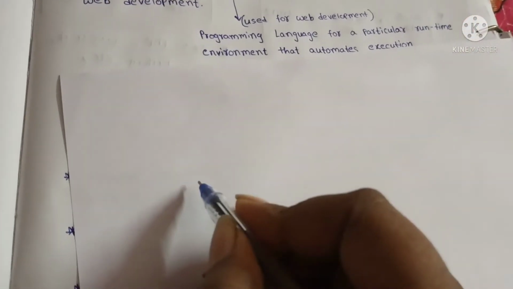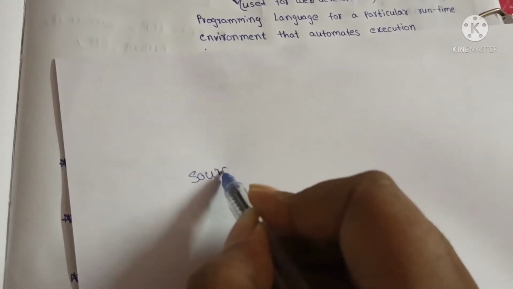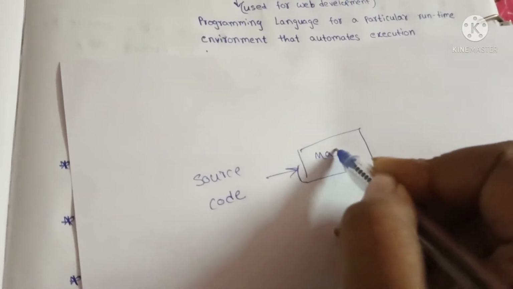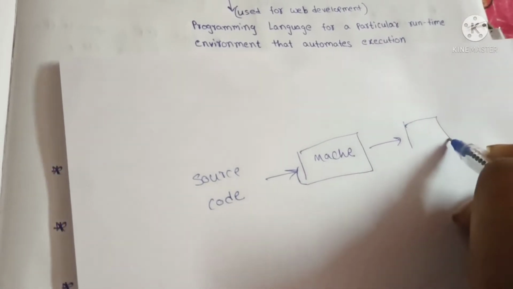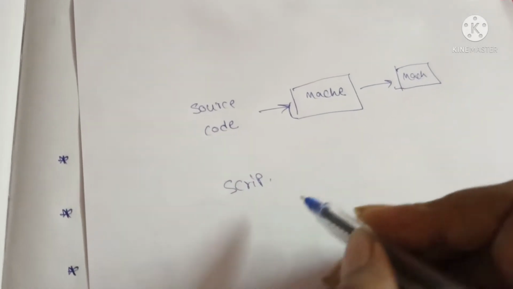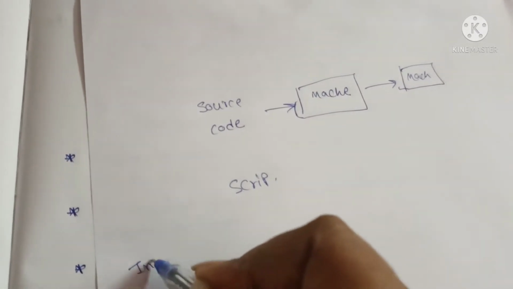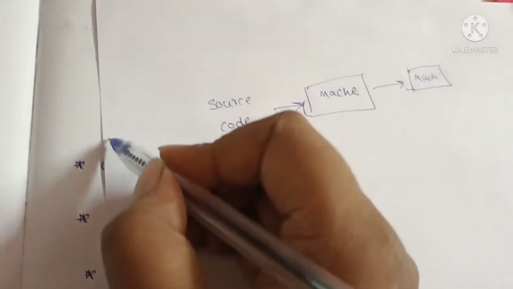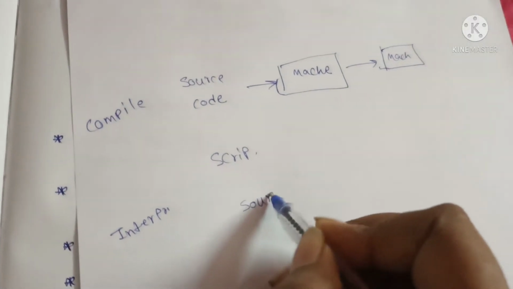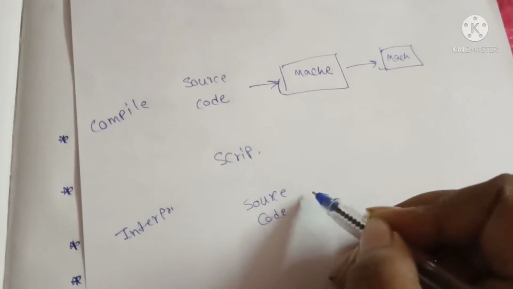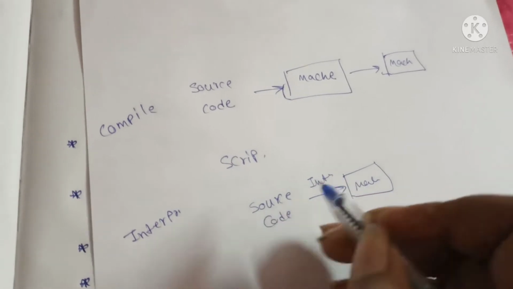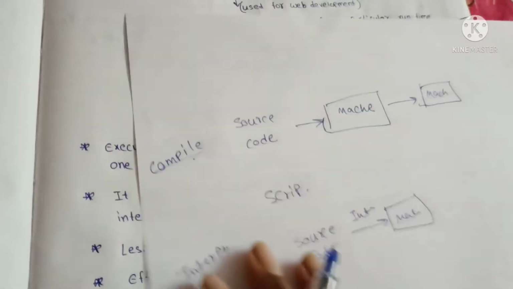Let us know that. In a programming language, if we write the source code, then the compiler will convert it into machine code and then the machine will understand it. Whereas in a scripting language, we are using an interpreter. If you write the source code, it will be directly read by the machine by using the interpreter. So this is the main difference between compiler and interpreter.